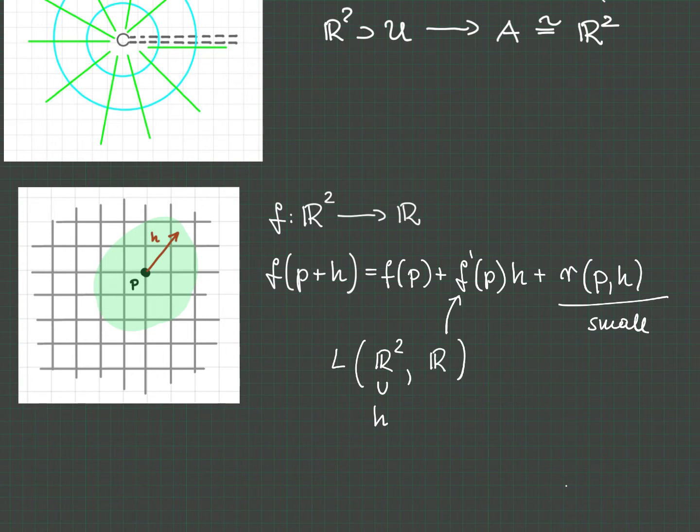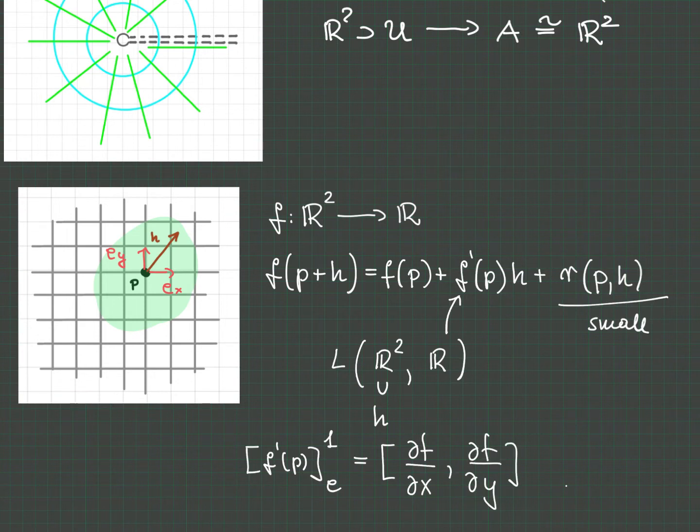I can write this linear map as a matrix, provided I have a basis. Of course, if I have coordinates, I have a basis. Here on this picture, I have those ex and ey. So I consider this map as a matrix from basis e in A to also some basis in R, but R is a very simple vector space with distinguished basis being the number 1. What are the matrix elements? The matrix elements are partial derivatives, df over dx, df over dy.